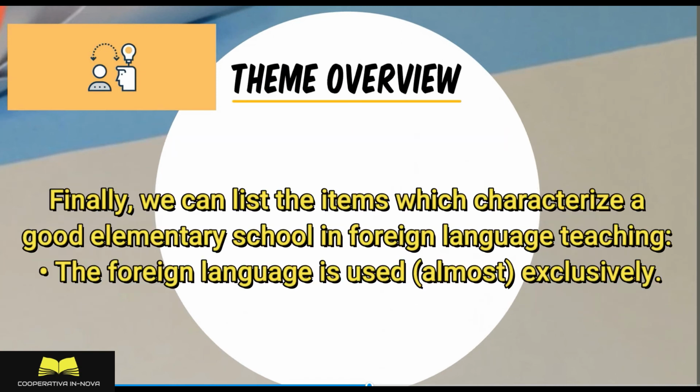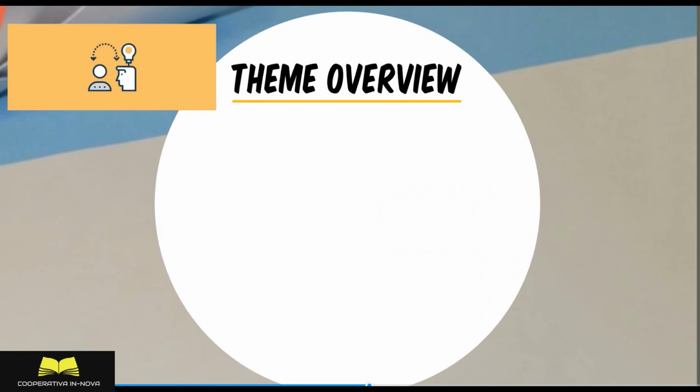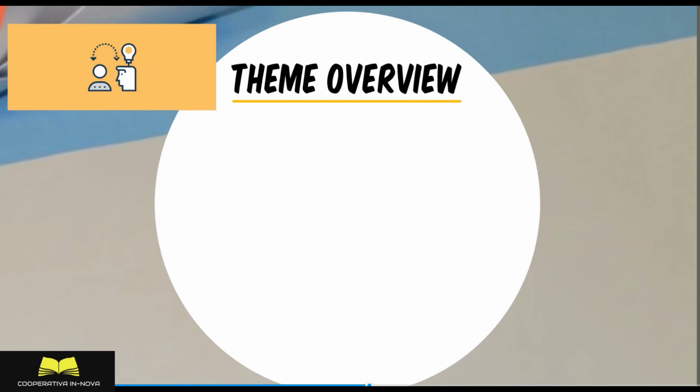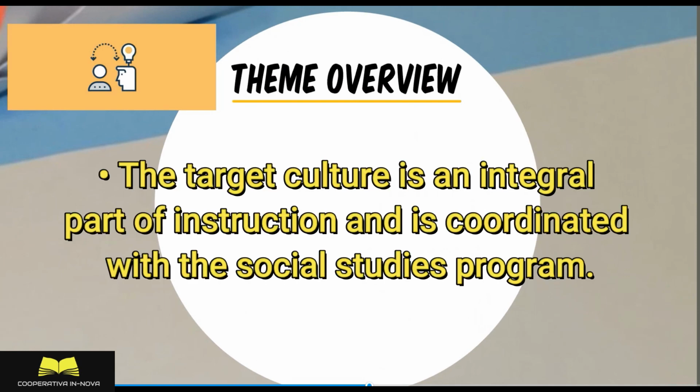Finally, we can list the items which characterize a good elementary school in foreign language teaching. The foreign language is used almost exclusively. Classroom activities involve meaningful and purposeful language use. The environment is child-centered and instructional experiences are developmentally appropriate. The content of the elementary school curriculum is integrated with language learning. The target culture is an integral part of instruction and is coordinated with the social studies program.